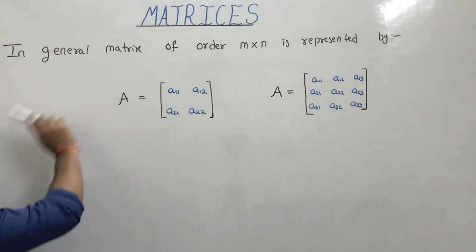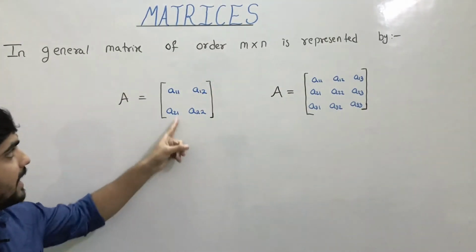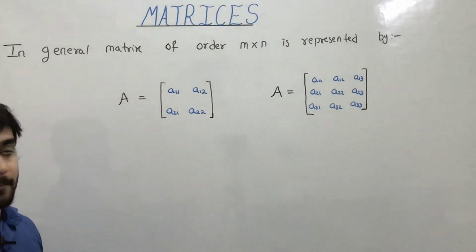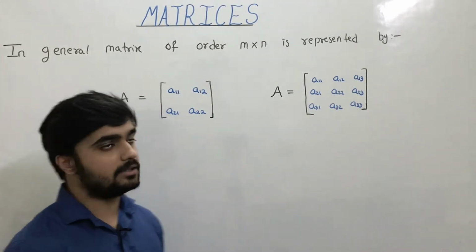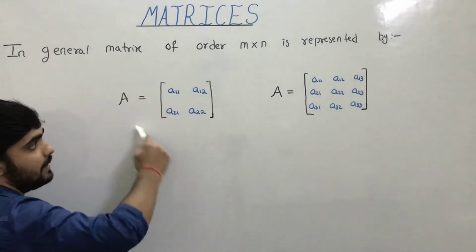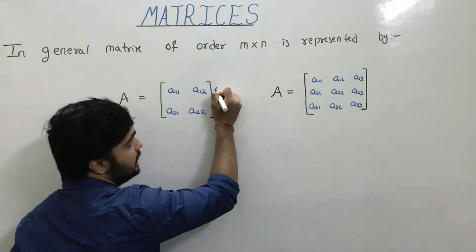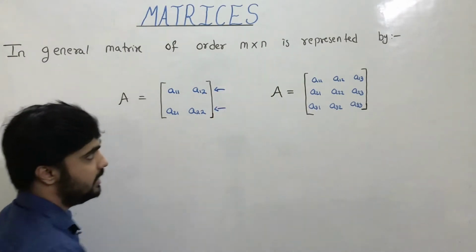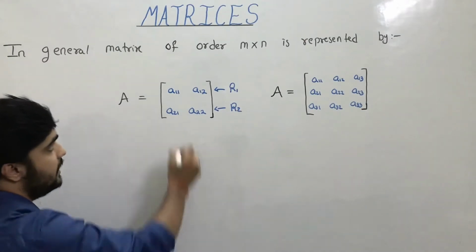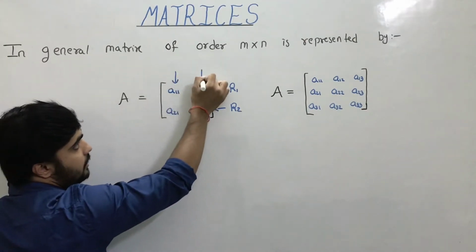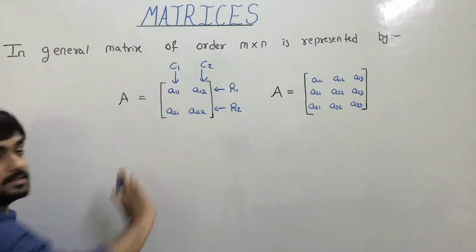Okay, so in general, a matrix of order m into n is represented by these rectangular boxes. So this is a 2 by 2 matrix and this is a 3 by 3 matrix. Now why do we call this a 2 by 2 matrix? As we know, these are horizontal rows. So this is row R1 and this is row R2. Similarly, vertical ones are columns. So this is column C1 and this is column C2.